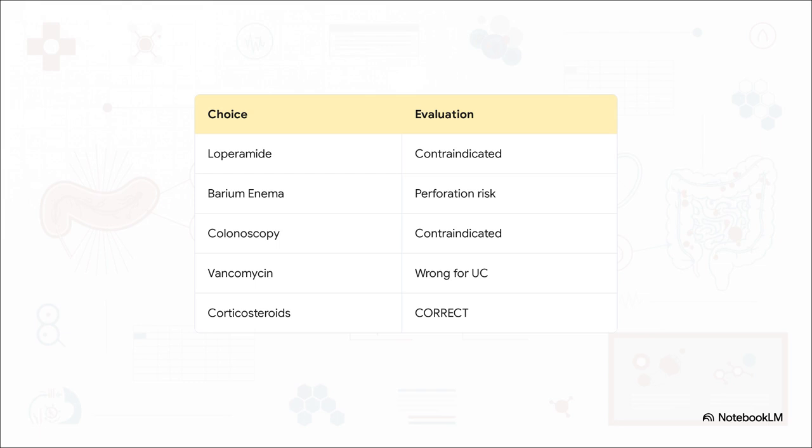And finally, oral vancomycin is incorrect. While it's great for treating C. diff, it does absolutely nothing to treat the underlying primary ulcerative colitis flare that's driving this specific scenario. Intravenous corticosteroids is the exact necessary answer. And that concludes our simulation.